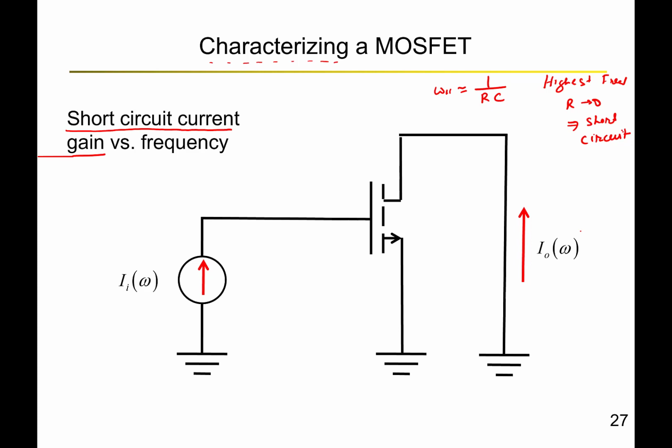So you know that the output is shorted. We apply a time varying current at the input and find the time varying current at the output and look at their ratio. This current gain can be used to get a voltage gain. Whenever this current gain becomes below 1, the transistor is not of much use, and we will define that frequency as the unity gain frequency, or UGF.